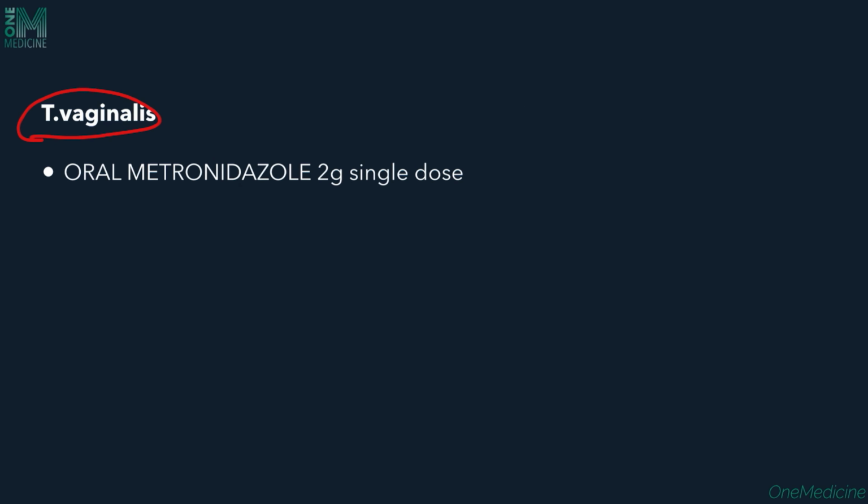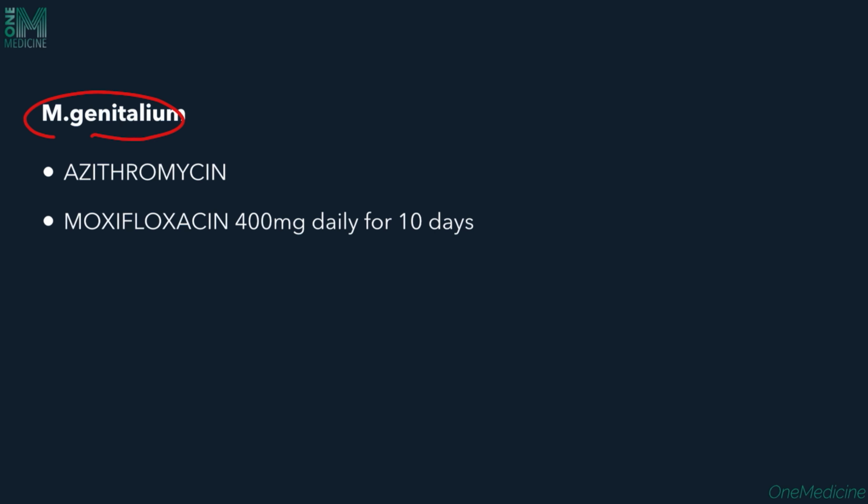If the cause is Trichomonas vaginalis, on wet mount you see the jerky motility. If you see that, then oral metronidazole can be given. A 2 gram single dose of metronidazole is enough. So that is the treatment for Trichomonas vaginalis. Mycoplasma genitalium most commonly causes non-gonococcal urethritis, but it can also cause cervicitis. If it does, then azithromycin or moxifloxacin 400 mg daily for 10 days can also be tried.